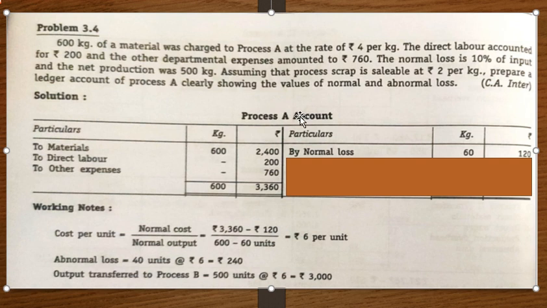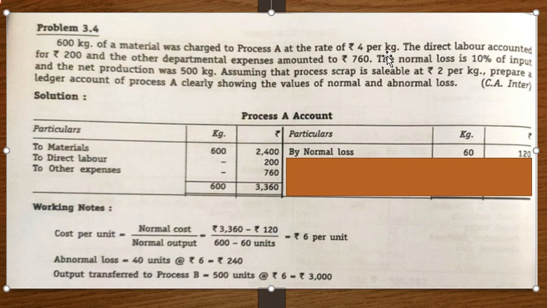Solution, process A account, first your inputs and your output side. In your input we have first materials. What is the kg here? 600 kgs. What is the rate per kg? Rupees 4. So 600 into 4 will give you 2400. Then we have direct labor, which is rupees 200. Next we have other departmental expenses. How much is your other expenses? Rupees 760. So we have taken 760.